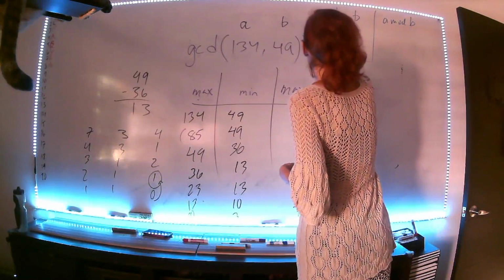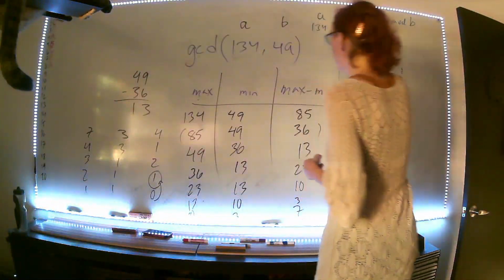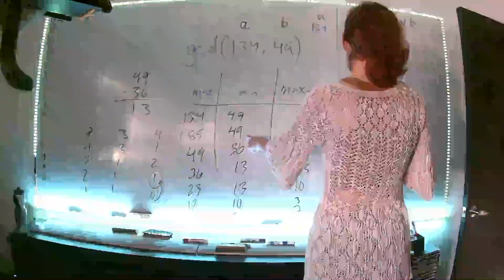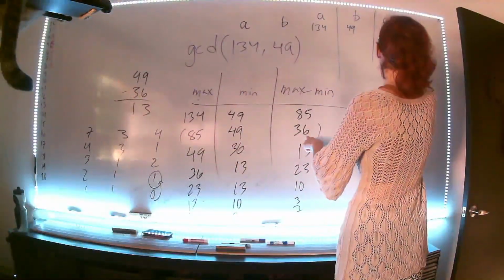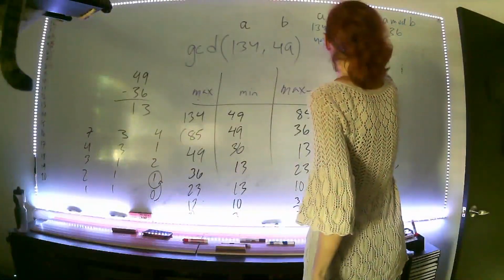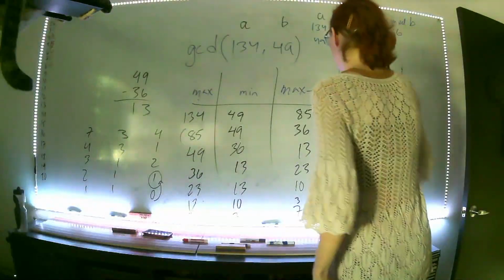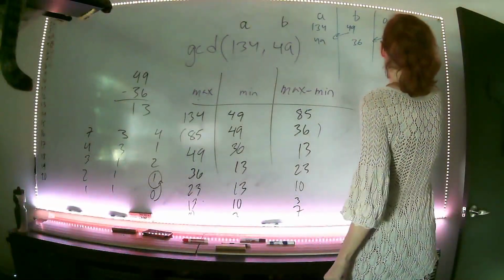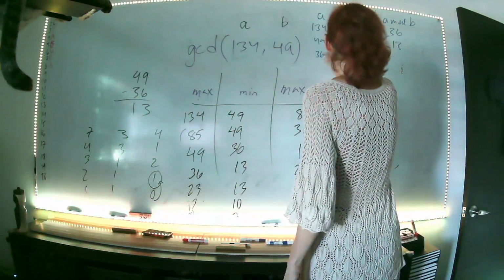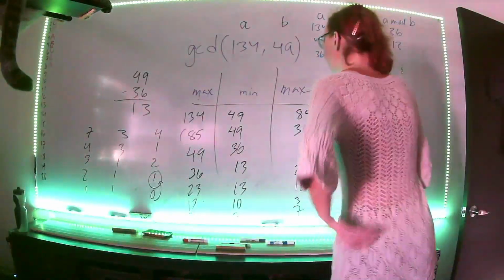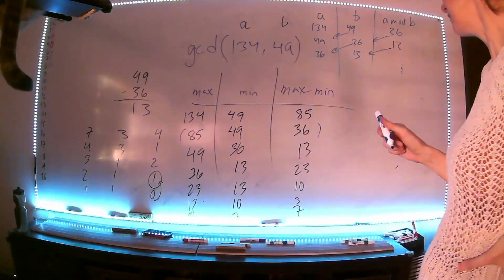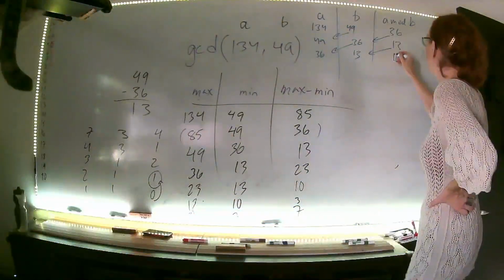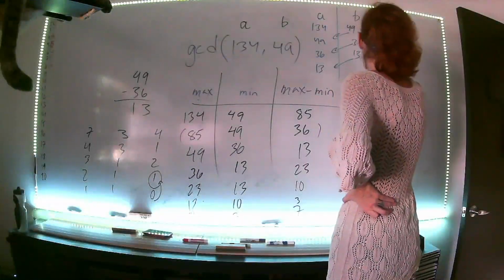So when I have the 134 and the 49, I keep subtracting the 49 until it doesn't fit anymore. So the residue is a 36. Then the 49 goes here, the 36 goes here, and I will subtract the 36 until it doesn't fit anymore. I get a 13. I move the 36 here. I move the 13 here. And then I will take the 13 out until it doesn't fit anymore. I will get a 10. Then I put the 13 here and the 10 here.